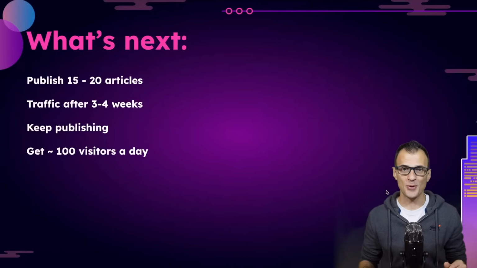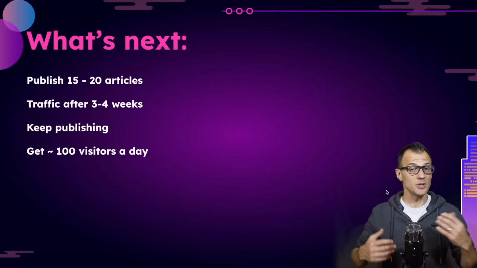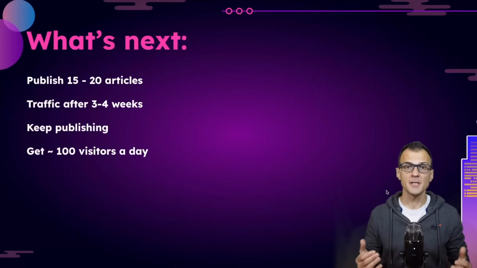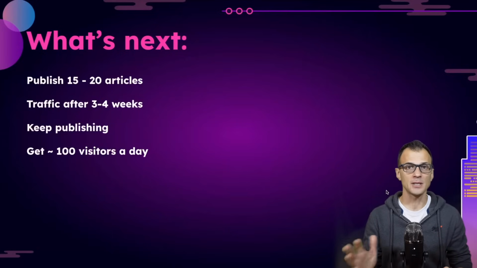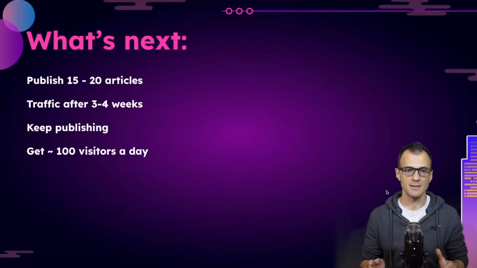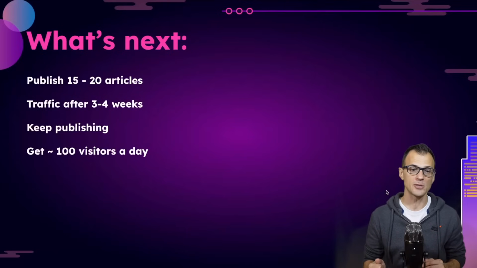Wow, we've gone through a lot. So what do you do next? Well, you continue repeating the process, publish 15 to 20 articles. And if you do that, after you've published 15 to 20 articles, if you do everything correctly, then you should start seeing traffic after about 3 to 4 weeks.